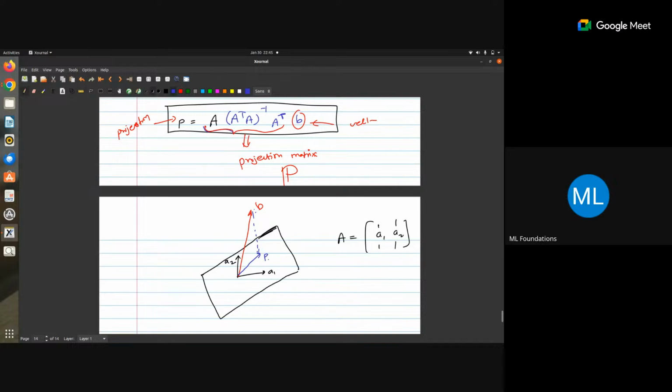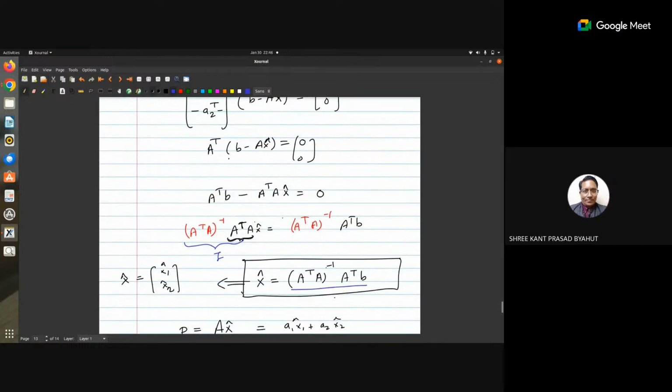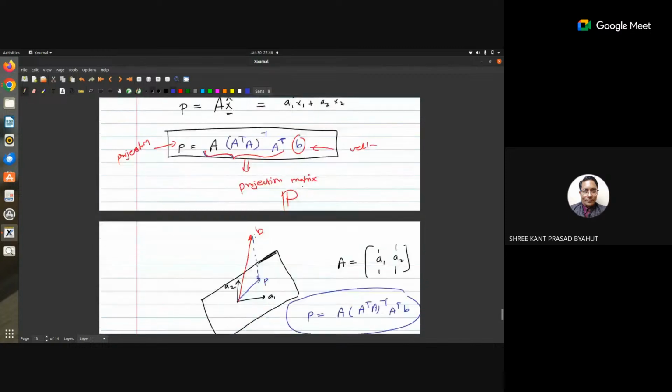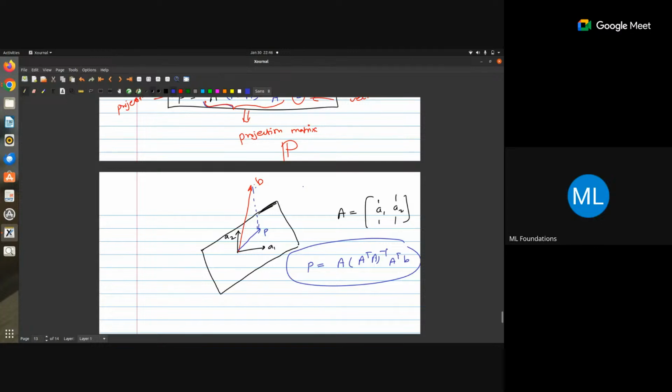Now what I'm saying is this P is some combination of the columns of A. We have to find some relation between B and P, and that relation is given by A into A transpose A inverse into A transpose B. But you don't have to worry about all of this equation, and you don't have to remember this formula. I just wanted to find that projection P.